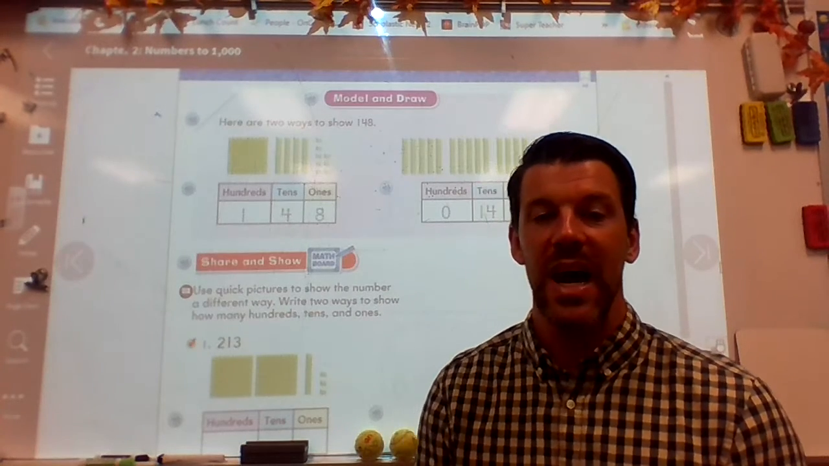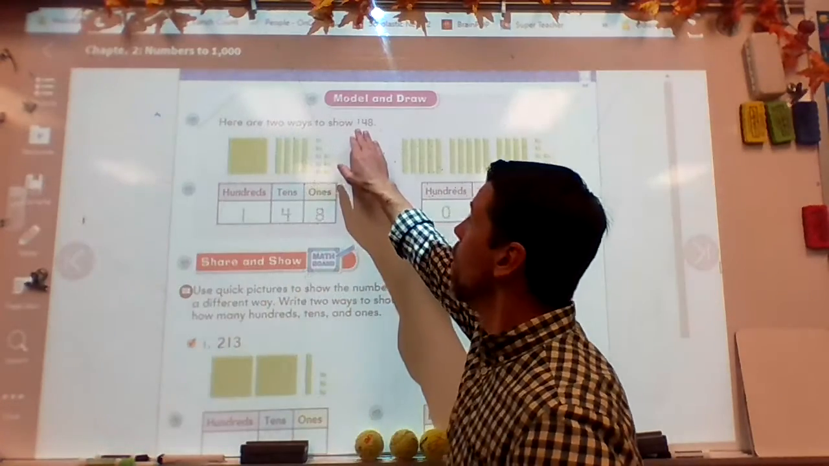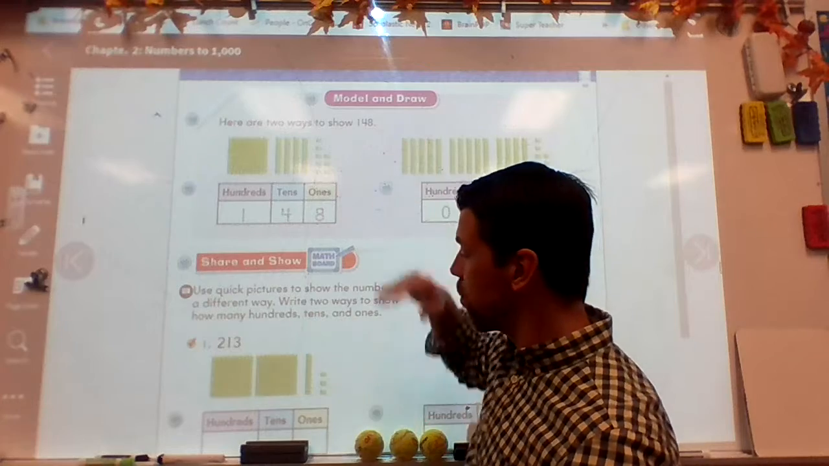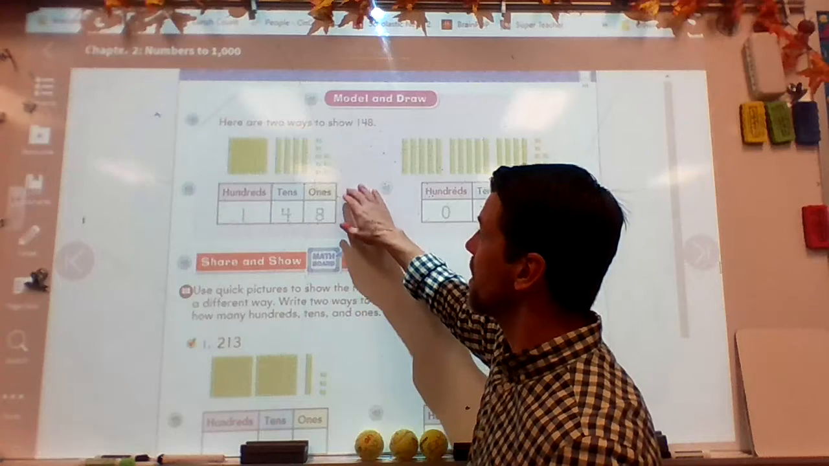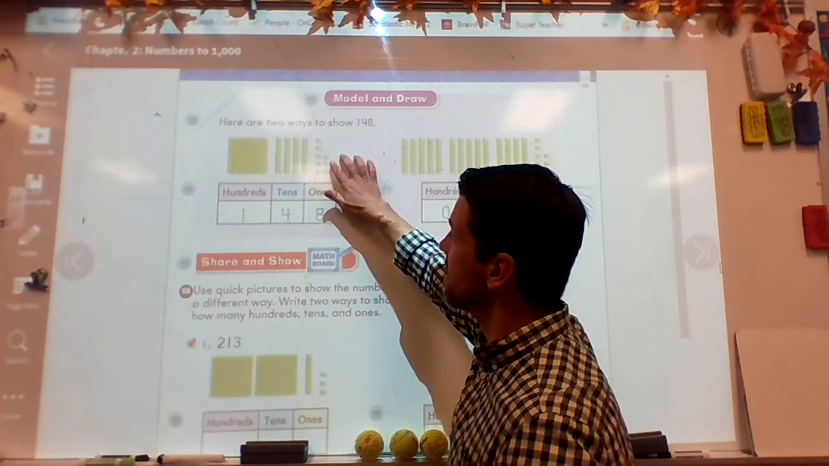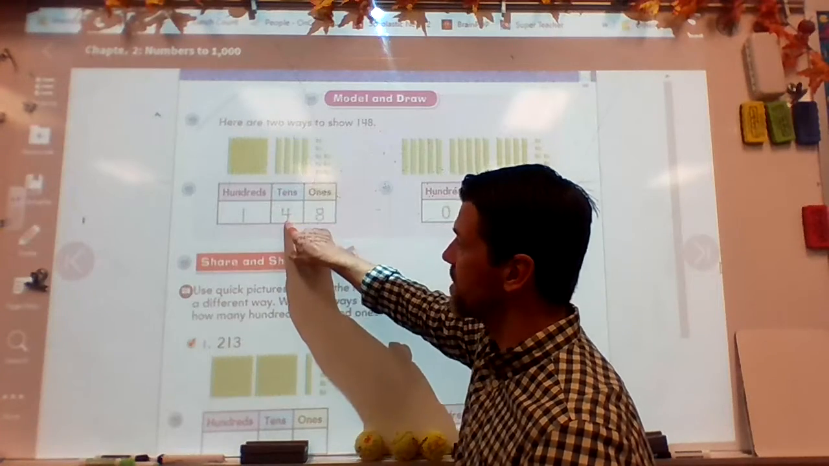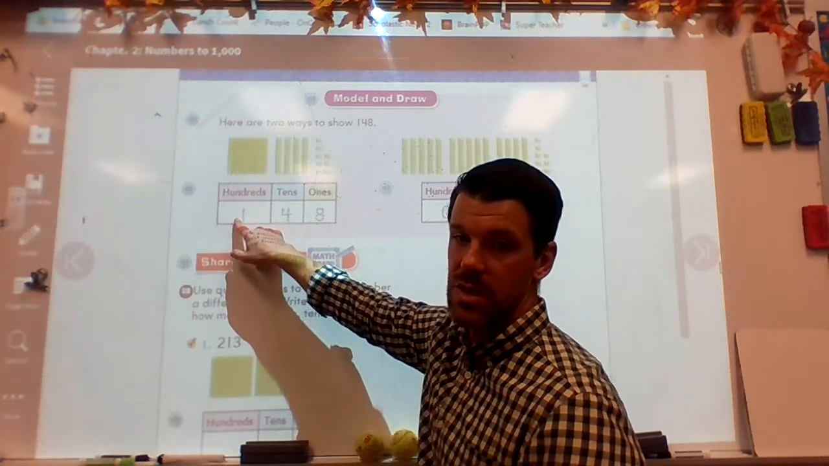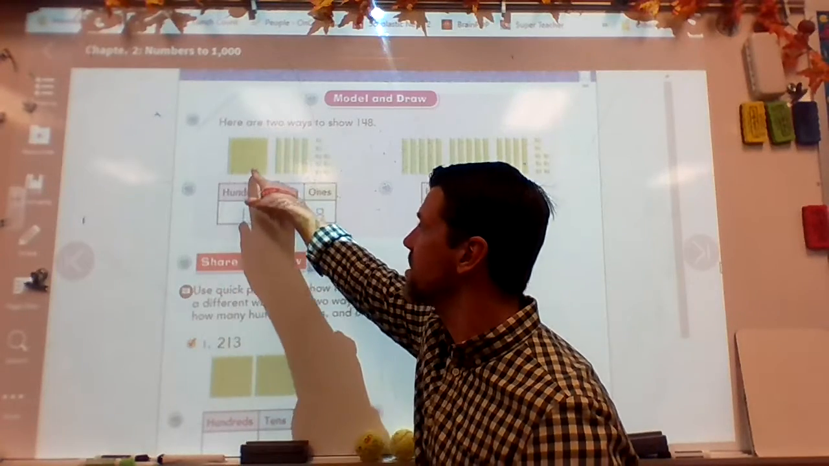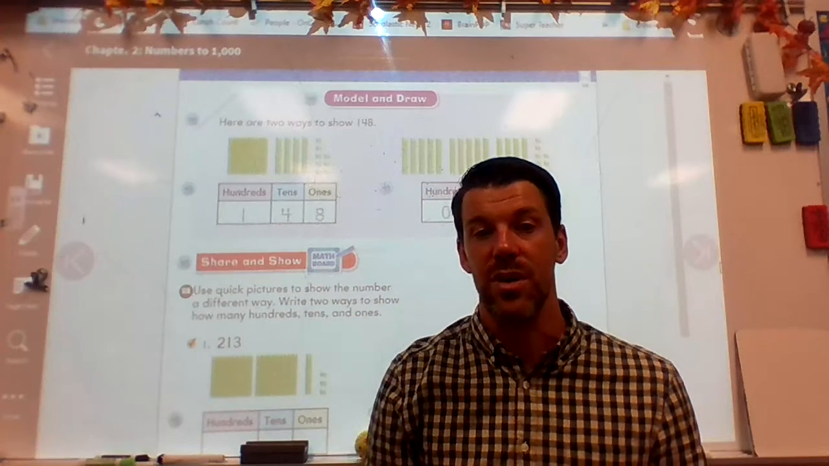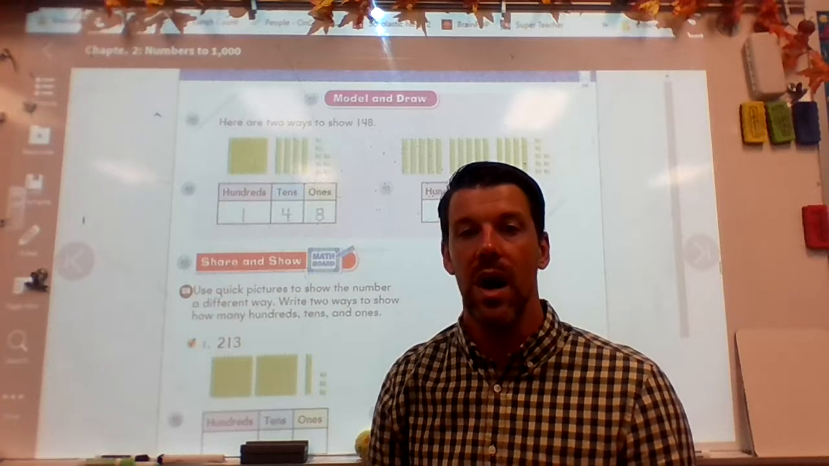Boys and girls, we're now on page 118. The first number that we're looking at is 148. If we're looking at this number, we're always starting with the ones place. Let's see how many ones. 5, 6, 7, 8. 8 ones, 1, 2, 3, 4 tens, and 1 hundred. The hundred is represented in a square, and if you counted every one of those little tiny squares in there, there would be 100.